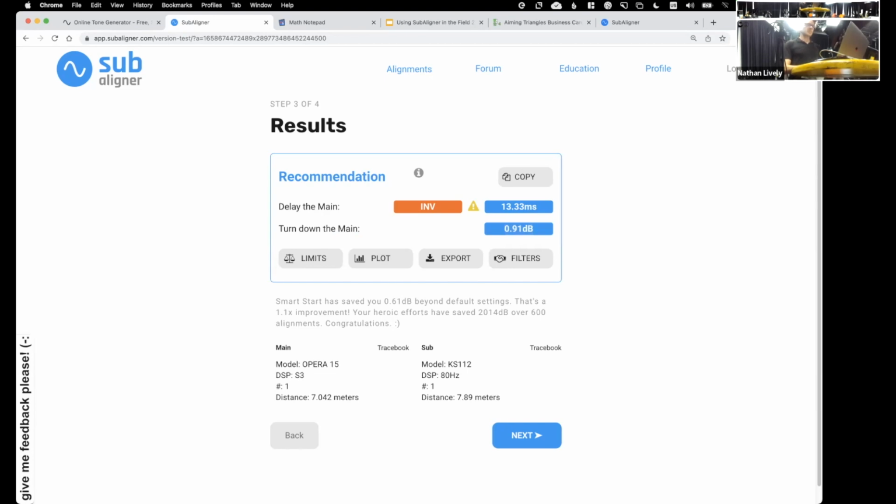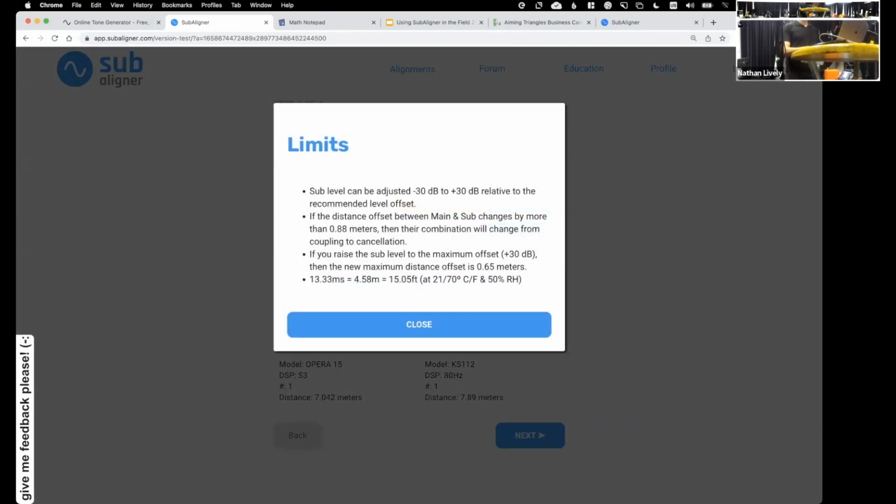Okay, and then there are a bunch of other pop-ups here. Maybe I'll just show you quickly. You've got some information here about how much you can turn up the sub or down the sub in relationship to the main. Why? Because we always get into the field and turn up the sub anyway. So it'd be nice to know how much can we turn it up before we turn it up so much that now the relationship has moved us into misalignment.